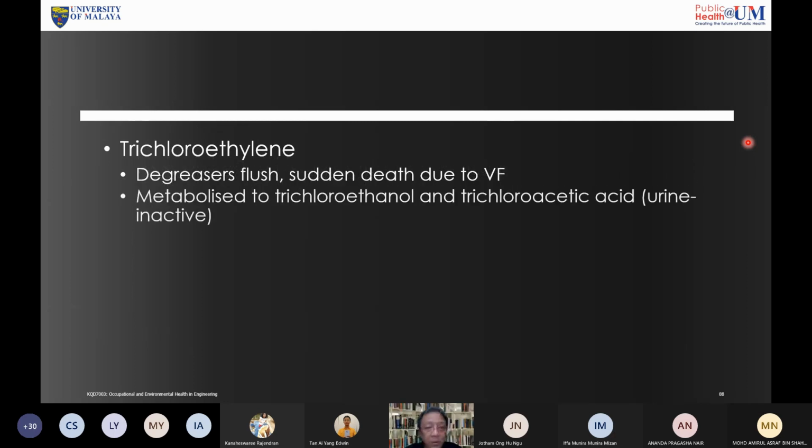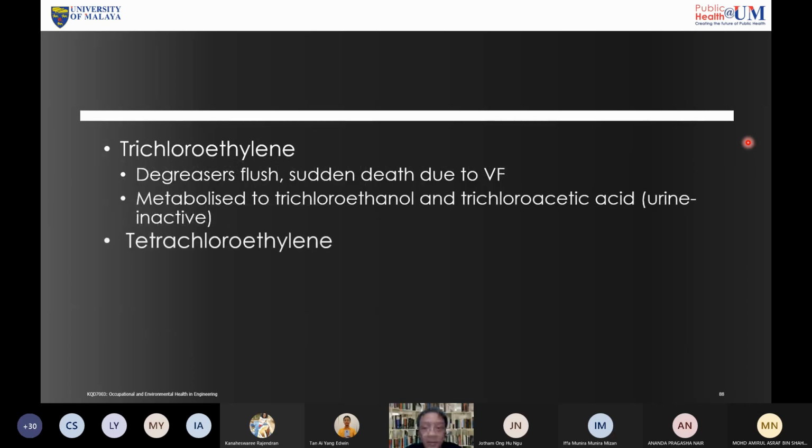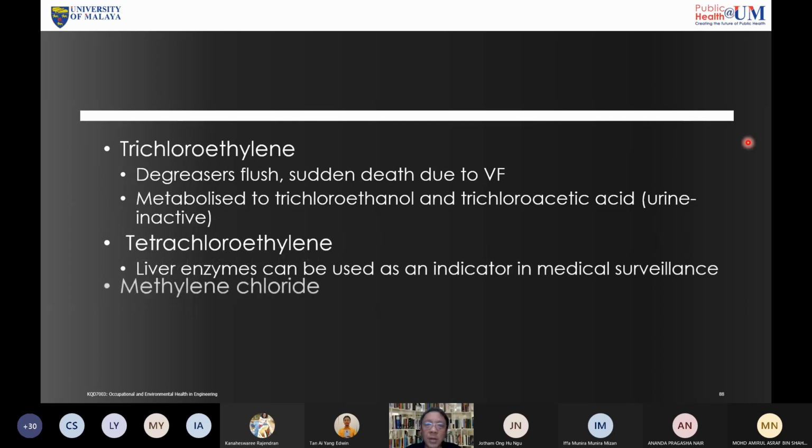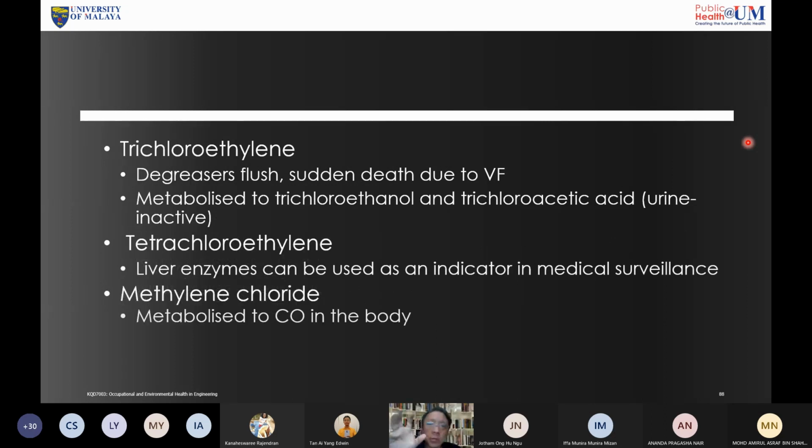So trichloroethylene causes decreased flush, sudden death due to ventricular fibrillation. So your heart doesn't suddenly just stop. Actually, fibrillation means your heart is pumping too fast, and because of the pumping too fast, it cannot pump any blood around your body. So basically, it causes ventricular fibrillation and leads to cardiac failure.